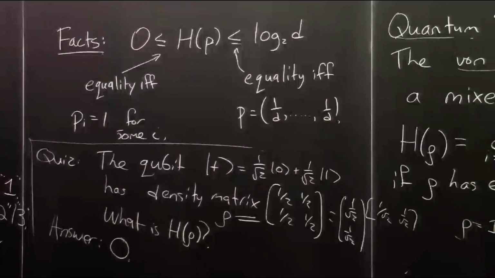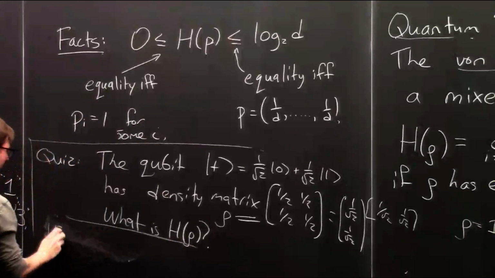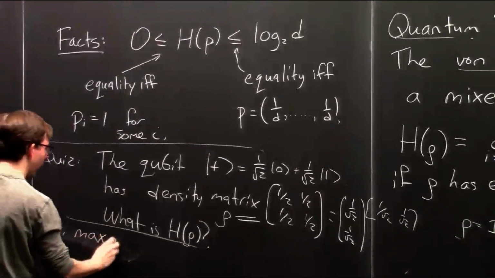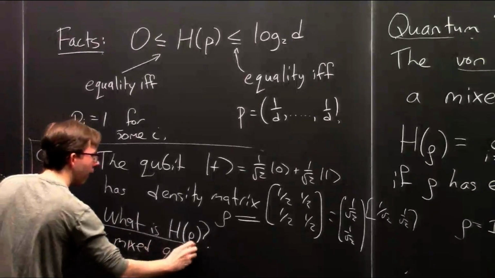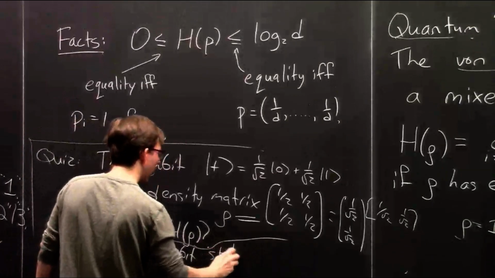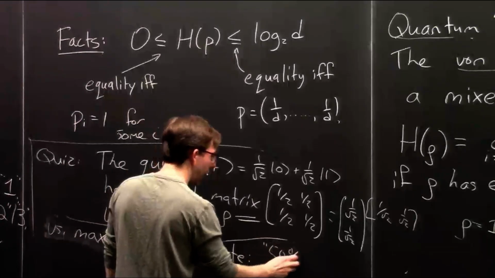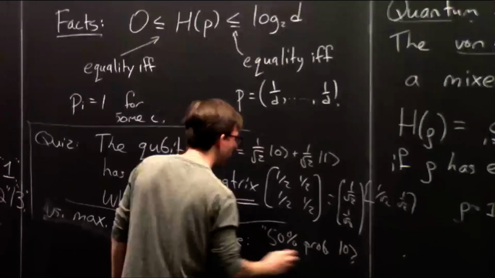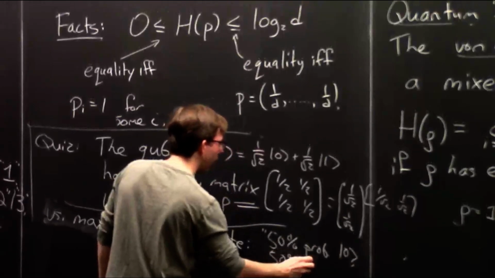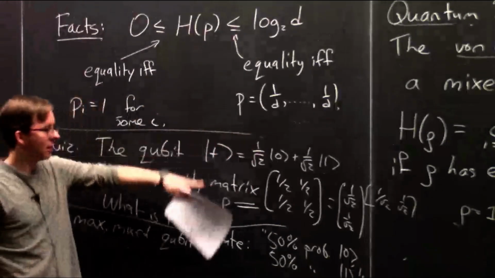Actually, let me compare this situation to the maximally mixed state. Let me say the maximally mixed qubit state, which in mixed state form, one way to write it is 50% chance of 0, 50% chance of 1. Of course, this is not the same as this. This is a pure state. This is a mixed state.